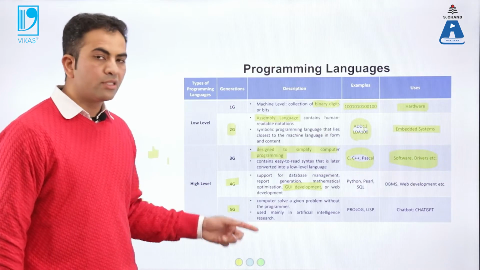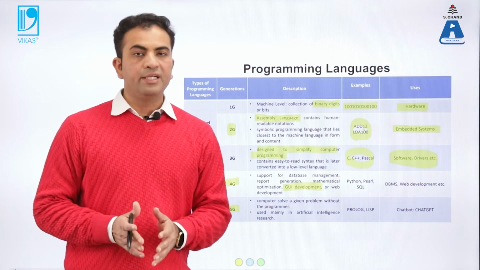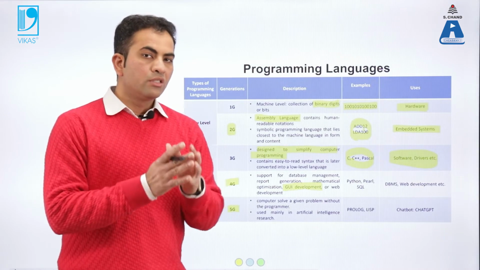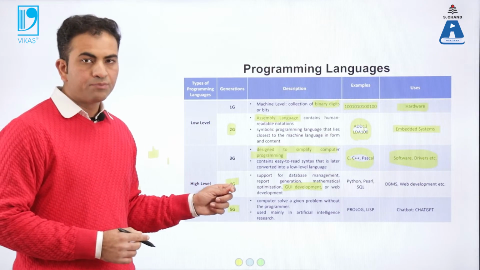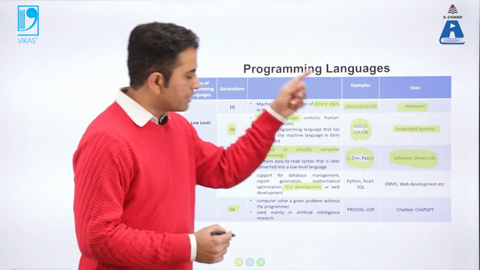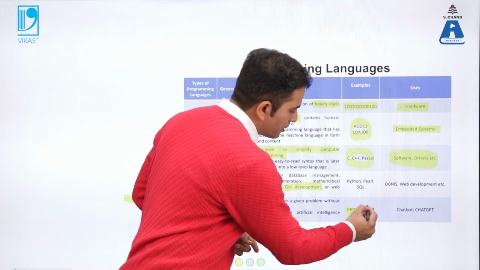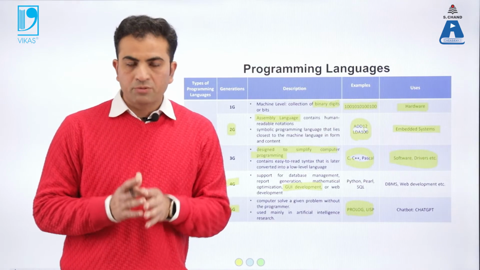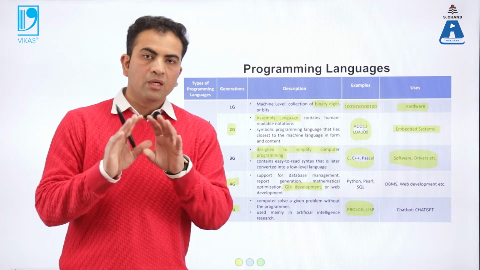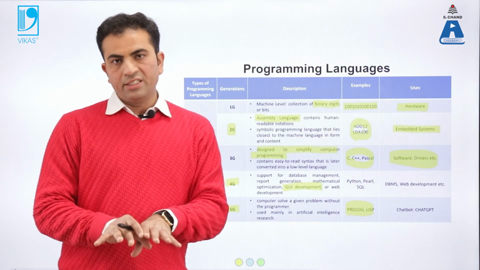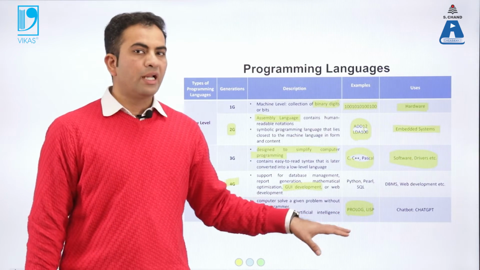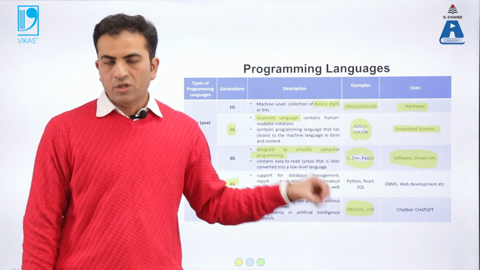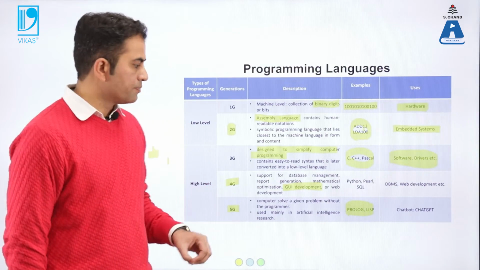Currently, fifth generation programming languages. This programming language is used for artificial intelligence. If you are working in the field of artificial intelligence, you are working in a fifth generation programming language. So the examples of this are Prolog and Lisp. These two programming languages are specifically used in artificial intelligence. So these are older languages, but still they are very effective for AI, for artificial intelligence devices.